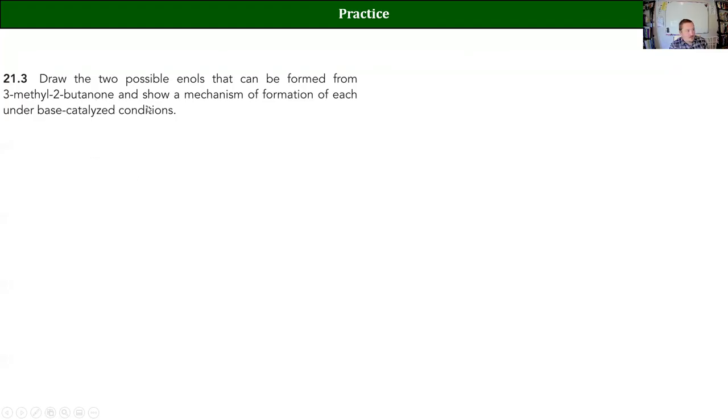All right. So let's do a practice where you practice drawing the mechanism for this. You have 3-methyl-2-butanone in basic conditions. Show the two possible enols that you could make from 3-methyl-2-butanone.